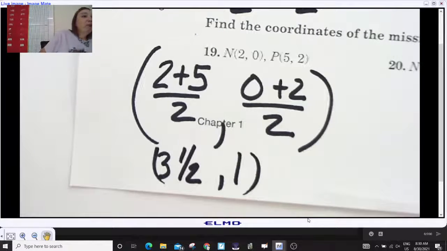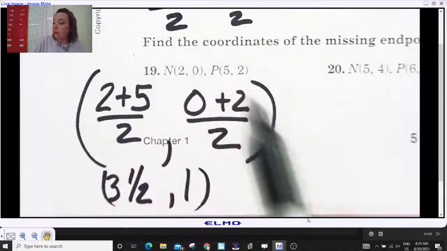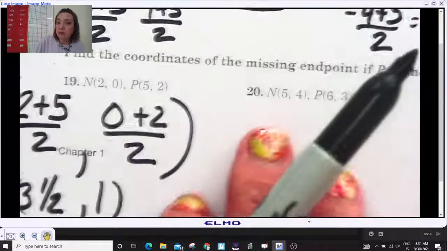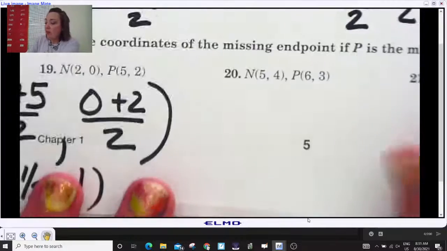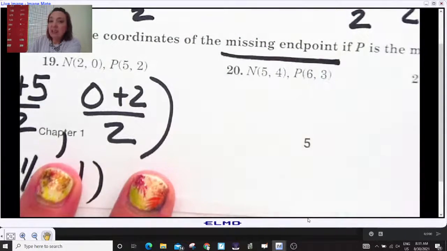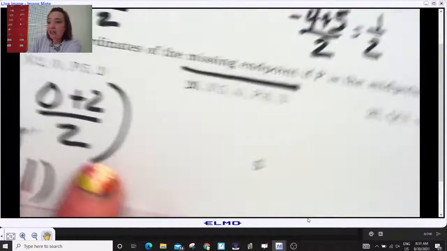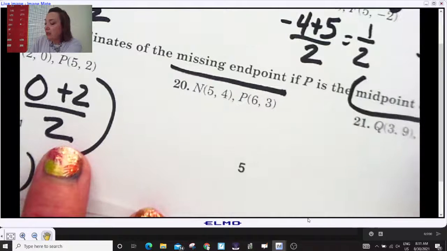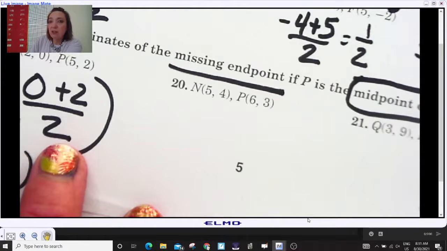Okay, but that was finding the midpoint if you said that these two are the endpoints. However, if you look at the directions on number 19, what does it tell you? It says find the missing endpoint if P is the midpoint of NQ. Y'all see that? If it's the midpoint.